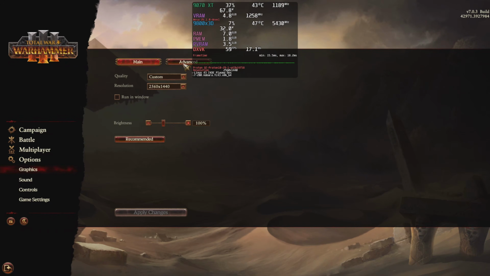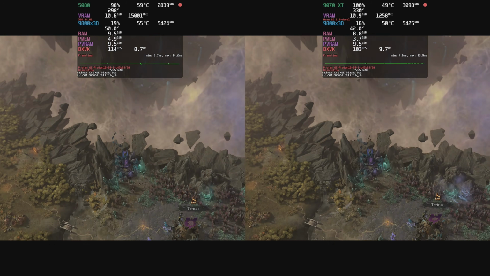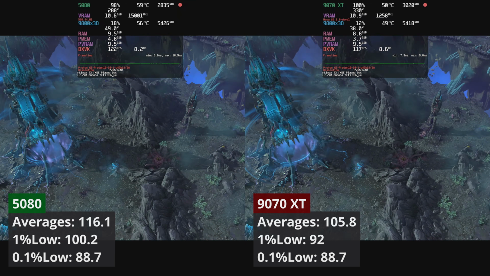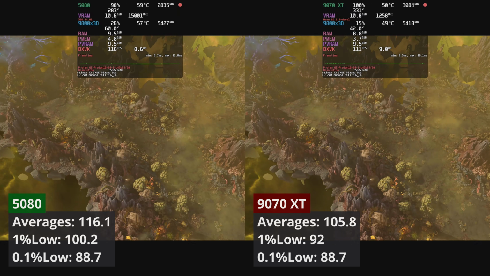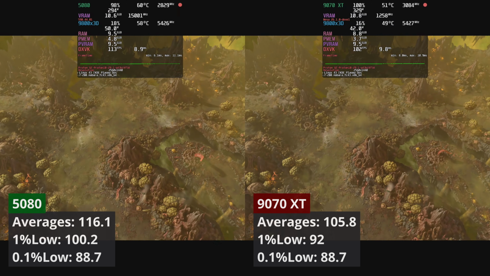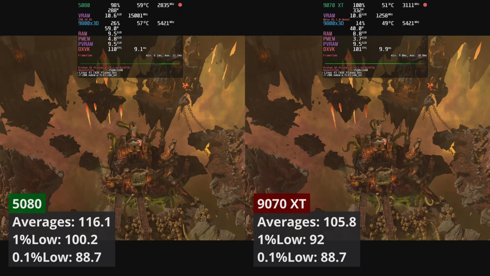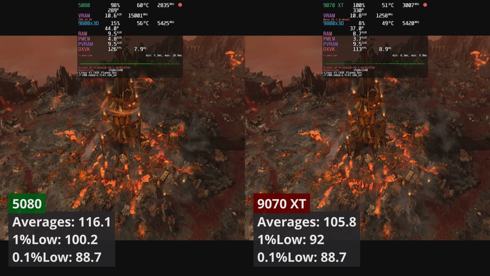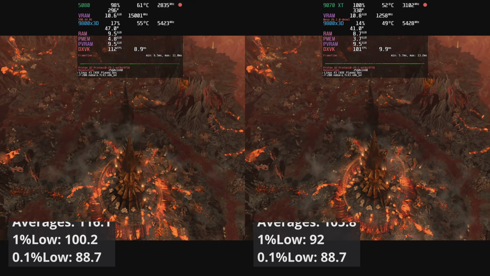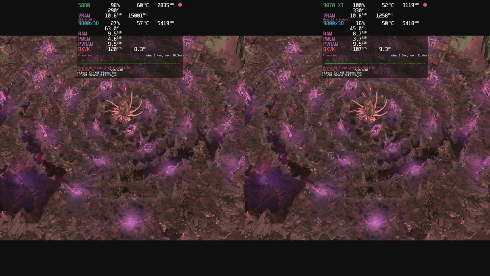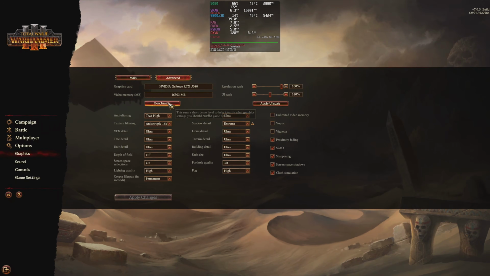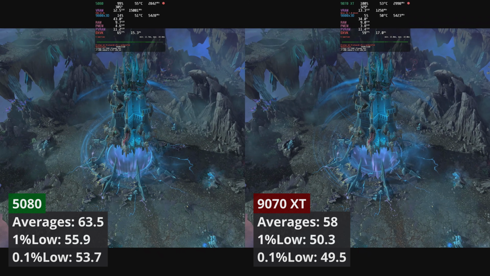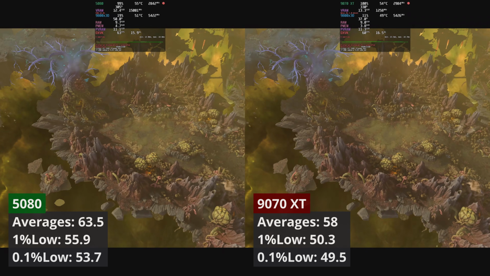Warhammer 3 is a DirectX 11 game, and using these settings at 1440p, we can see that the Nvidia GPU is ahead by around 9%. Increasing the resolution to 4K and keeping the same settings sees no change in the performance gap, and the AMD GPU trails the more expensive Nvidia GPU by around 9%.